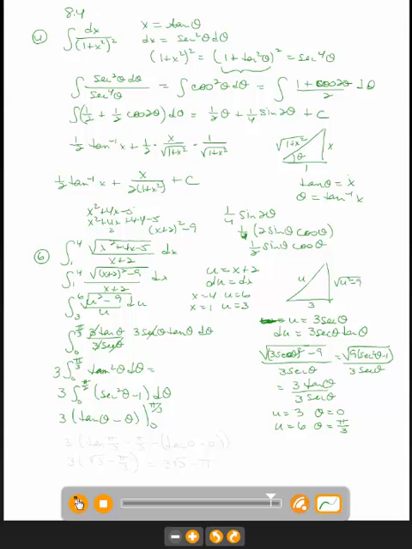Now we don't have to go back to our triangle because we kept changing our variables as we went. And so I have a 3 tangent of pi over 3 minus pi over 3, subtract the tangent at 0 minus 0. The tangent of pi over 3 is square root of 3. So I get 3 times the square root of 3 minus pi over 3. Tangent of 0 is 0, so I get 3 square root of 3 minus pi. And this completes section 8.